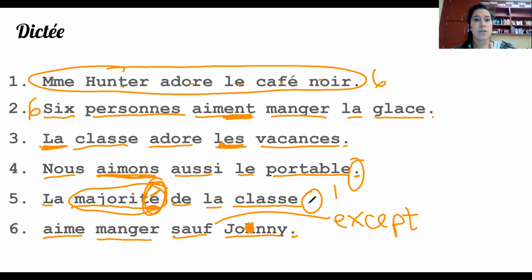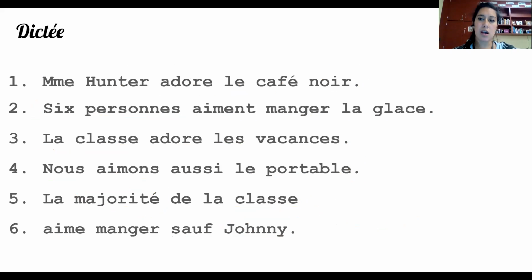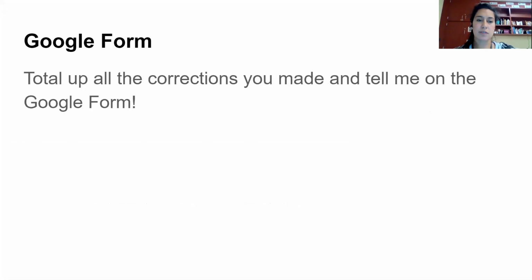Okay, that's important. I'm going to clear everything off. Let's move on to our last slide, because you're going to finish off that Google form by totaling up all the corrections that you made, and you're going to write that number on a Google form. It's not going to affect your grade, so don't lie. There's no point in lying. There's no point in saying you only had 2 errors when you had 22. Just tell me you had 22. That's okay. I'm not going to grade you based on your errors.